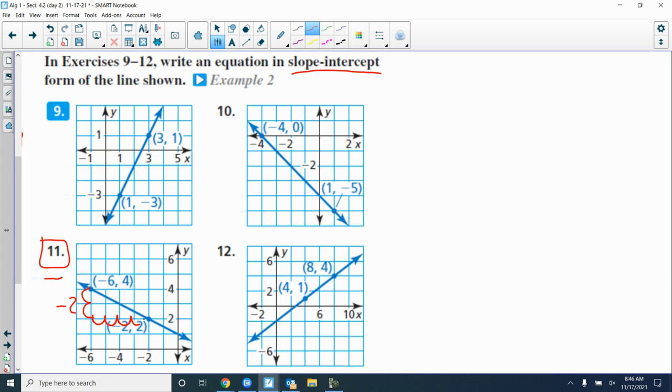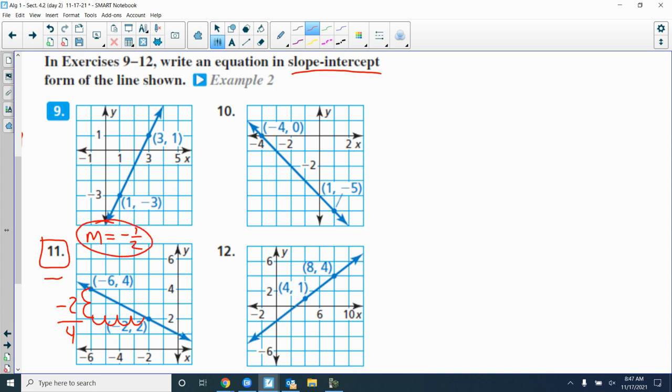1, 2, 3, 4, right? What's that reduced to? No, it's not 4 over negative 2. It's negative 2 over 4. So it's what? What kind of 1 half? Positive 1 half? Negative? Well, where's the line going? Down to the right, so it has to be a negative slope. So my slope here is negative 1/2.